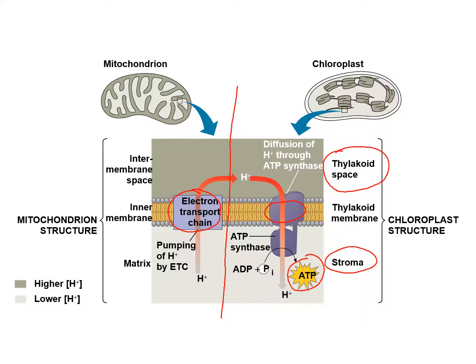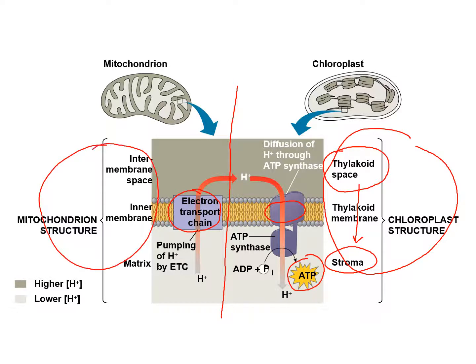So it kind of looks like we're pumping back through ATP synthase from the thylakoid space to the stroma. But before we pump through ATP synthase, we pump from the stroma to the thylakoid space, and then the protons flow back from the thylakoid space to the stroma through ATP synthase and make ATP. Okay, so just be clear on that. The chloroplast structure is shown on the right, the mitochondrion structure shown on the left.